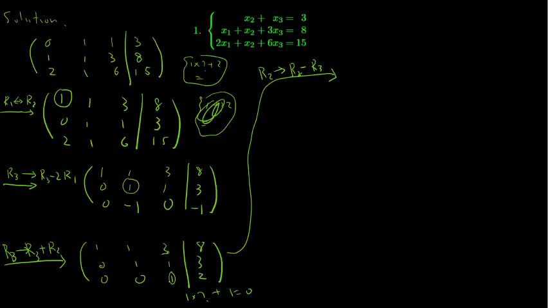Our target is to make this location 0. Do not write row 1 yet. Write from the last row. The last row is 0, 0, 1, 2.